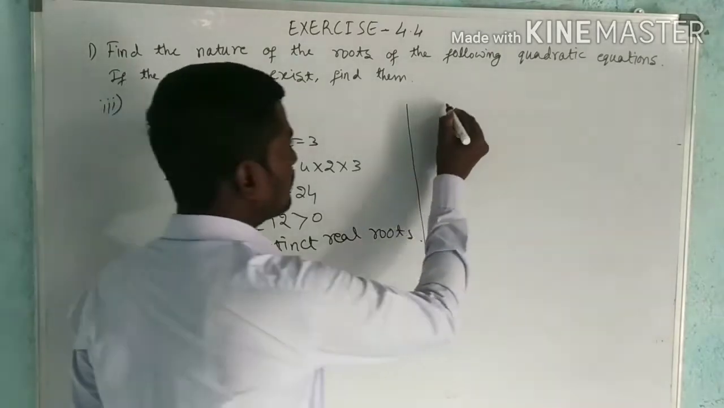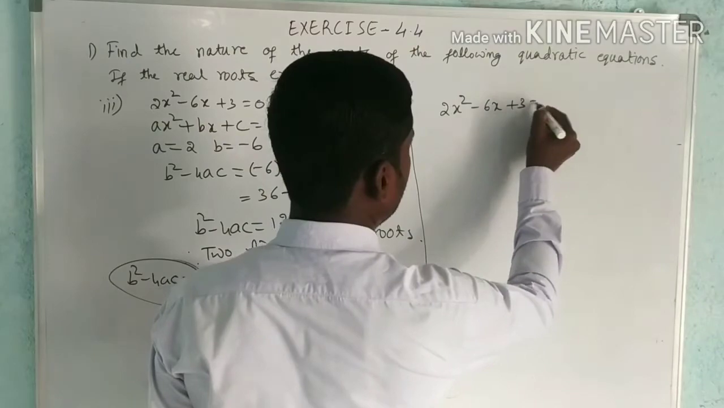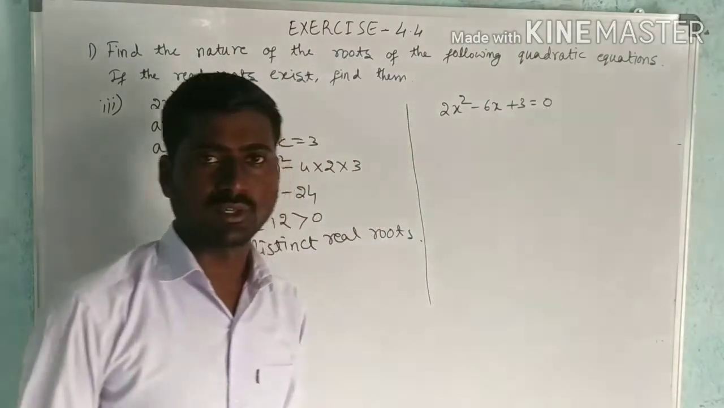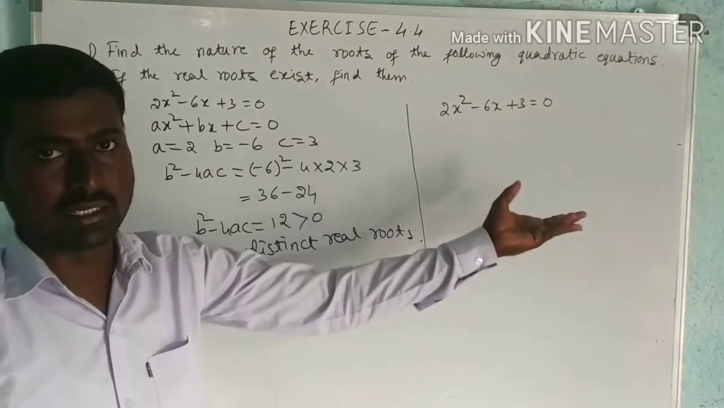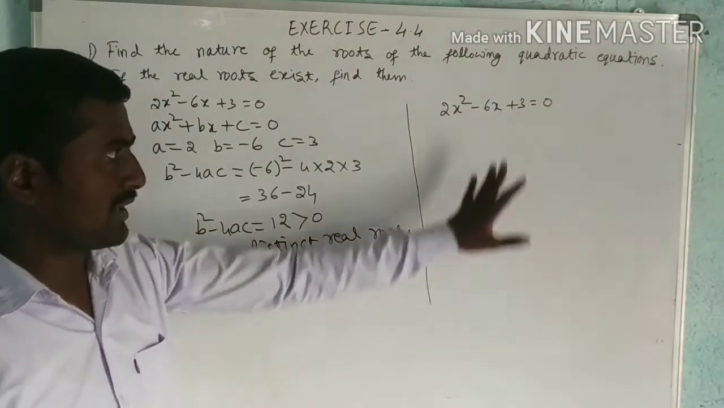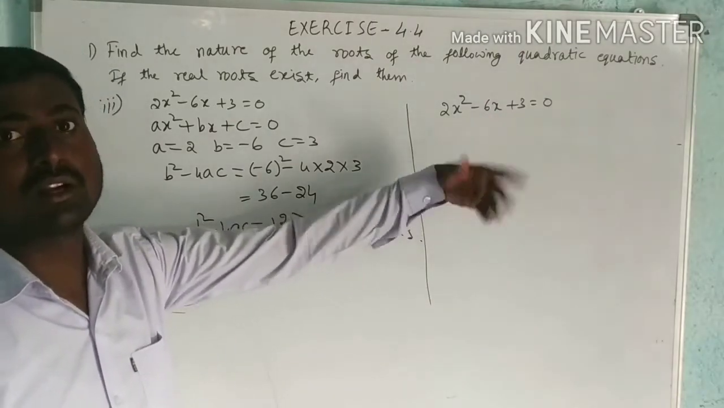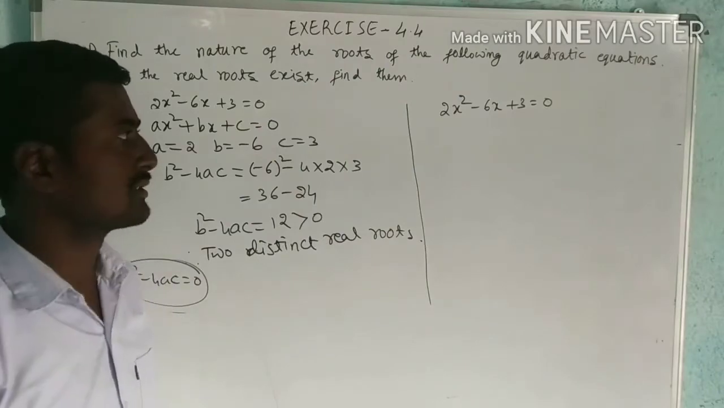Now this is 2x² − 6x + 3 = 0. Now I have to solve by any method. But by factorization, it may not be possible. So I will go through the formula method only. By factorization, most problems may not be solved. That's why you should go through the formula method also.